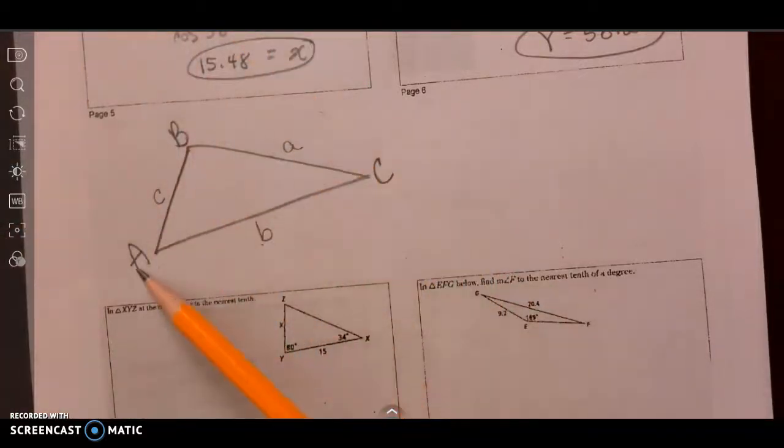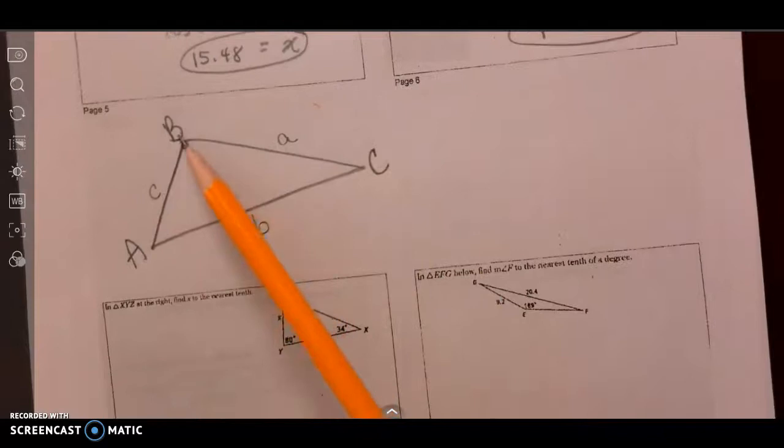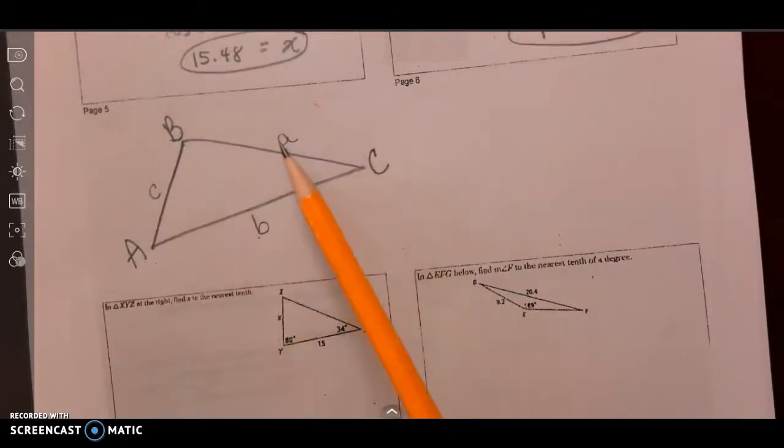So capital A is always across from lowercase a. Capital B is always across from lowercase b. Capital C is across from lowercase c. And the capital letters are always the angles, and the lowercase letters are always representative of the sides.